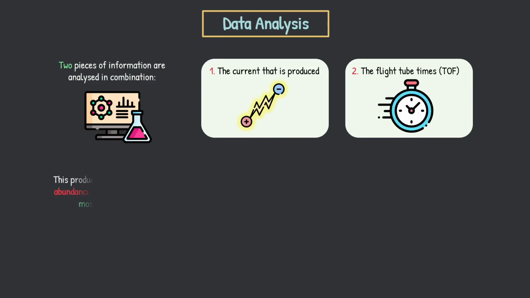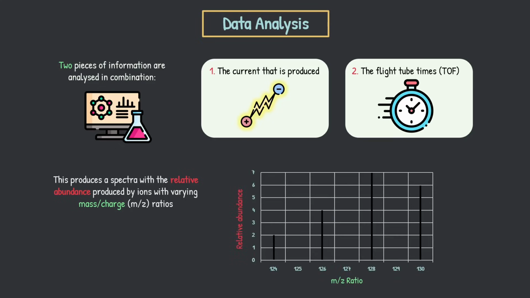So what does this allow scientists to do? It produces a spectra with the relative abundance produced by the ions with varying mass to charge ratios. This is just an example mass spec of tellurium. You can see on the y-axis we have our relative abundance from 0 to 7. This will change depending on the ratios of the abundance. And then on the x-axis, we have the mass to charge ratio.